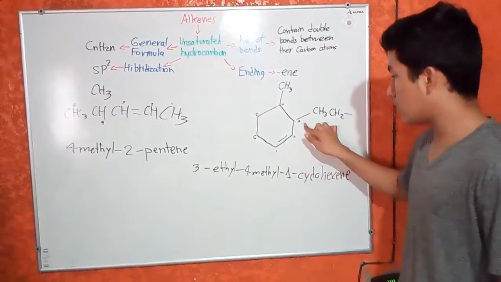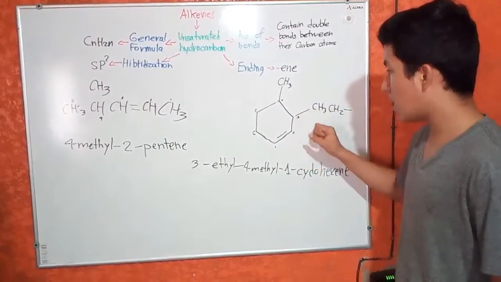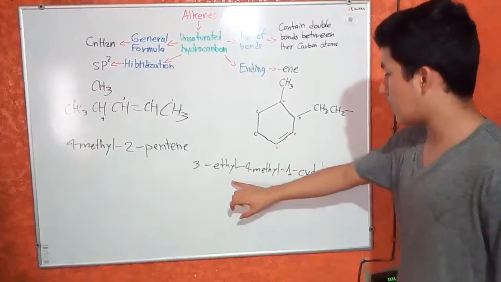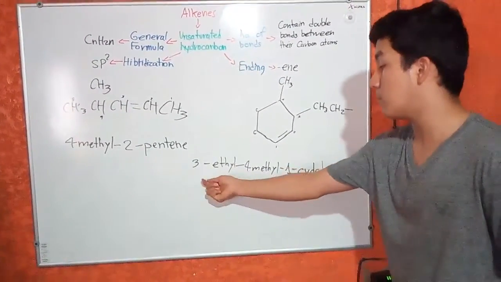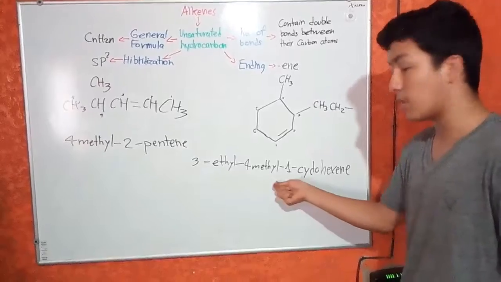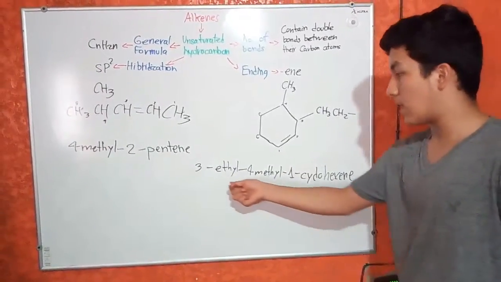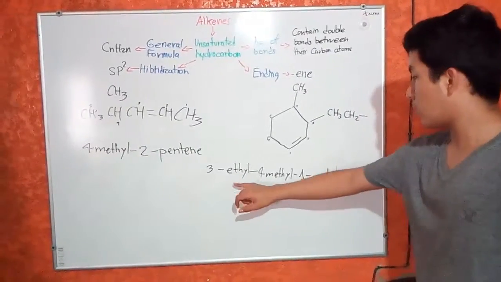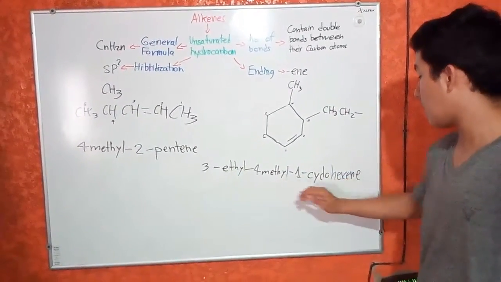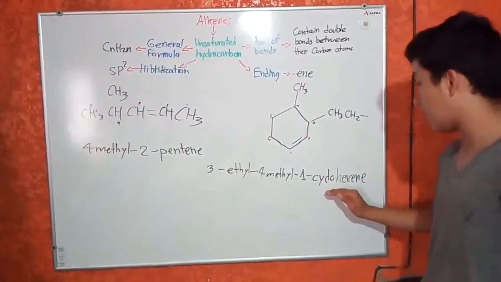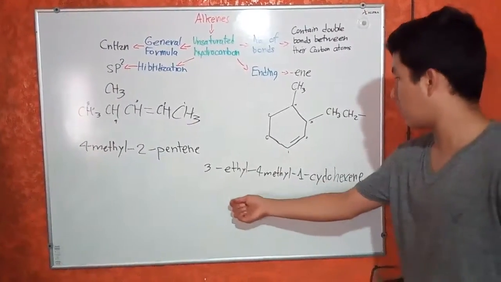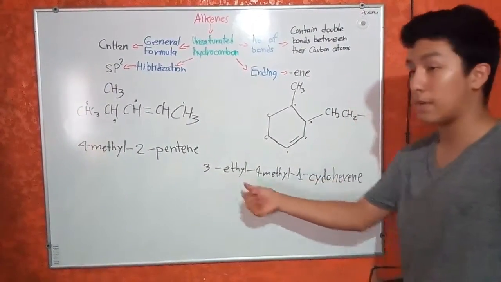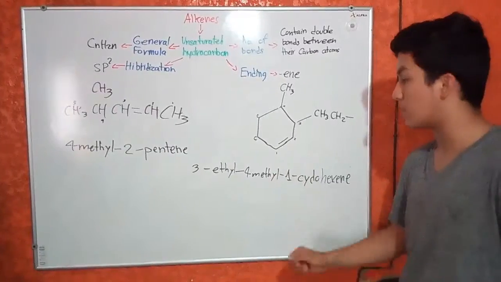So we start counting, we locate each one, and mark the position. At the moment of writing the name, we're going to use alphabetical order. So first ethyl, then methyl, and at the end cyclohexene. So we start writing the name with the positions, separated by hyphens and commas if necessary.